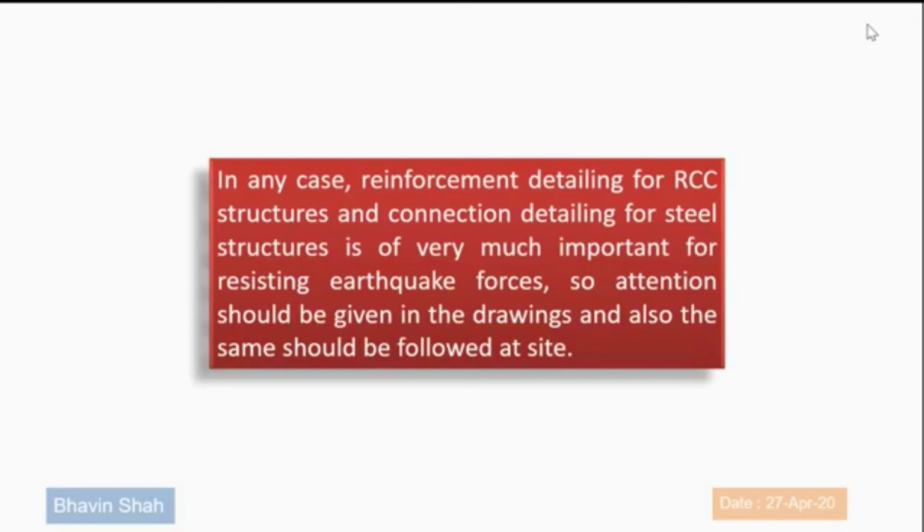In any case, I believe that the reinforcement detailing for RCC structures and connection detailing for steel structures is very important for resisting earthquake forces. So attention should be given in the drawings, and also the same should be followed at site.